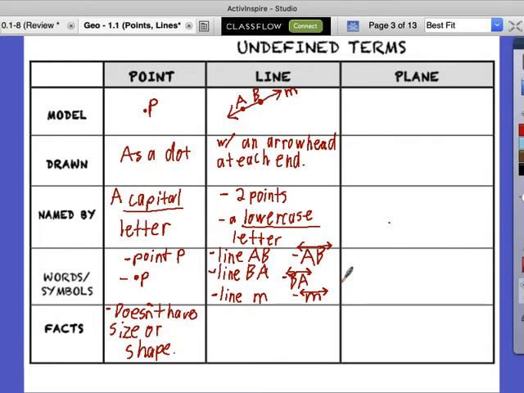Now we have a couple facts about this. It has no width or height. So you can't have 2 lines where one is wider than another, or one is taller than another. You don't have an existent width or height. The other fact we know is it's infinitely long.